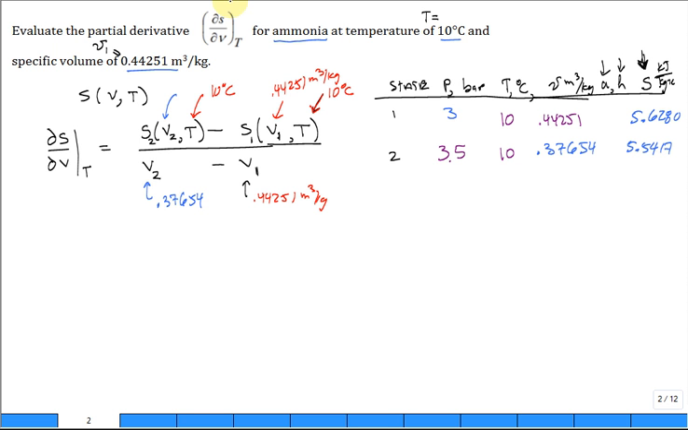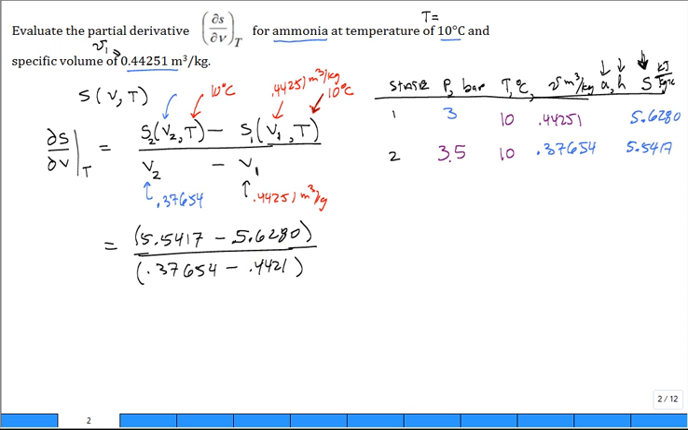So what I find is that derivative is 5.5417 minus 5.6280 divided by 0.37654 minus 0.4421. So let's take a look at our units on this. This is kilojoules per kilogram Kelvin. That's the units for the S in the numerator. And then meters cubed per kilogram in the denominator for the change in the specific volume. So kilograms cancel right away.